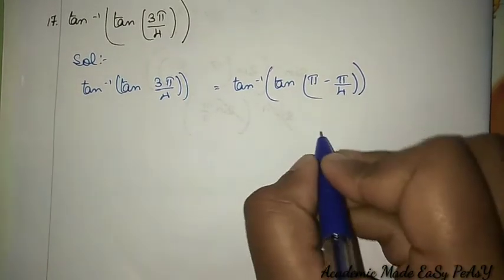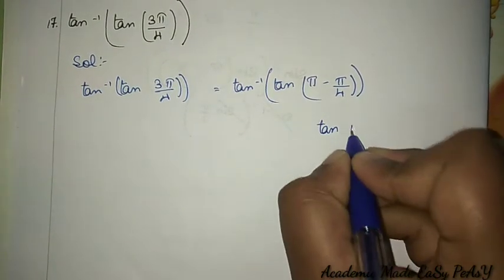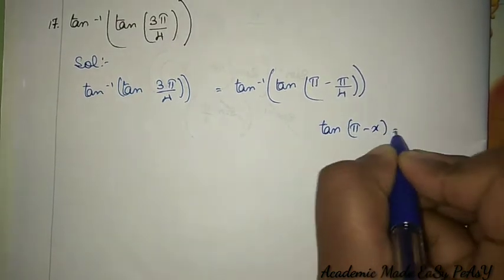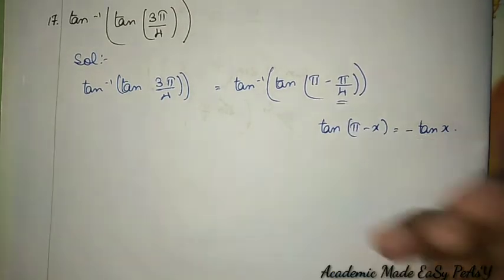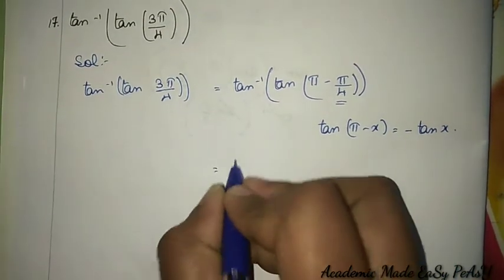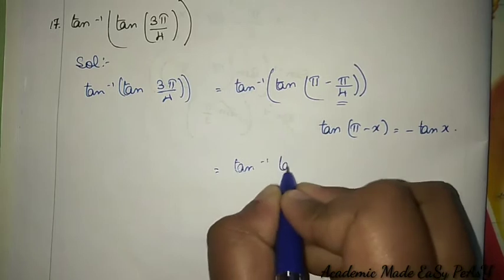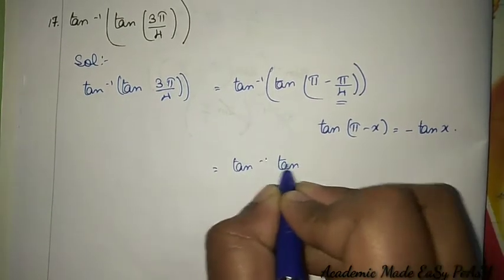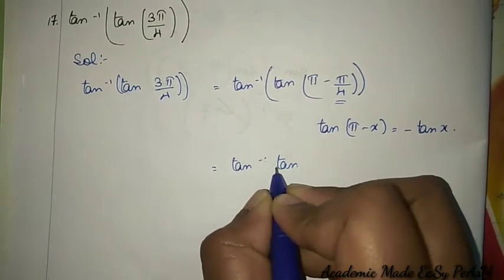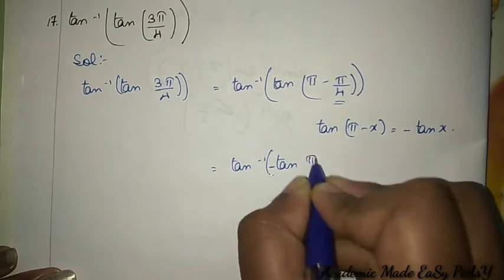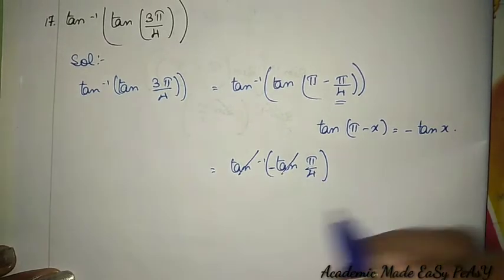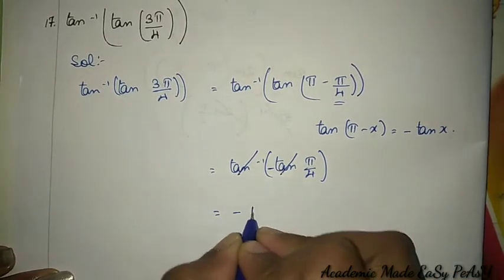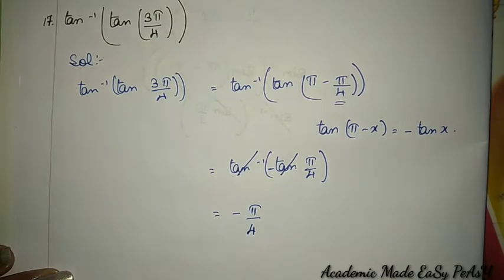I already taught you that tan of pi minus x is equal to minus tan x. So what is the value of x here? Pi by 4. So tan inverse of minus tan pi by 4. So here it should be minus pi by 4. Therefore tan inverse and tan will get cancelled. Only minus pi by 4 is remaining. So this is the value.